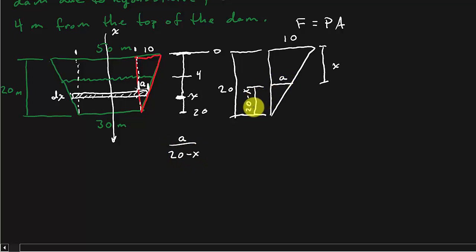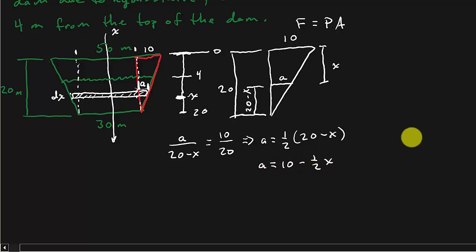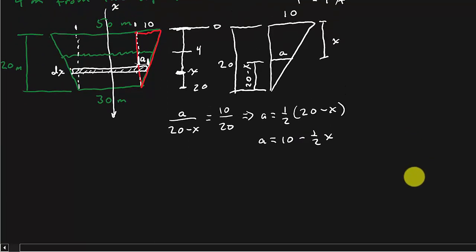See, this side over this side is equal to 10 over 20. And so that tells me A over 20 minus X is equal to 1/2. 10 over 20 is 1/2. And then I'm going to multiply by the 20 minus X. All right. And so that's going to give me A is equal to 10 minus 1/2 X. So there's the distance A.